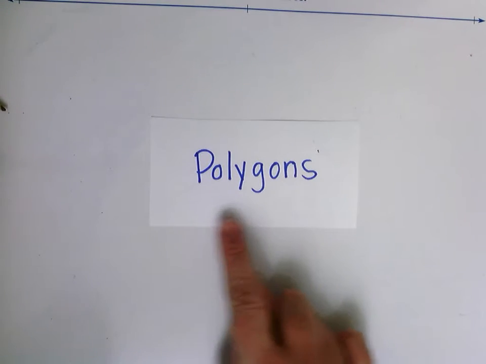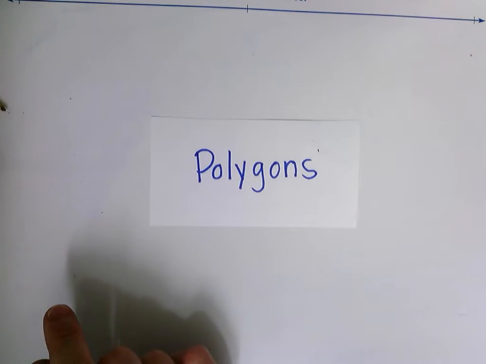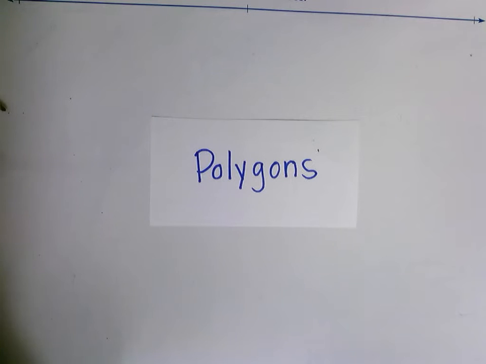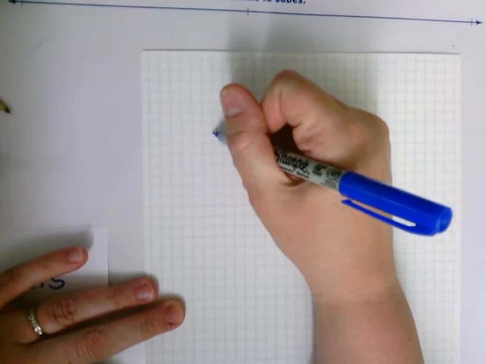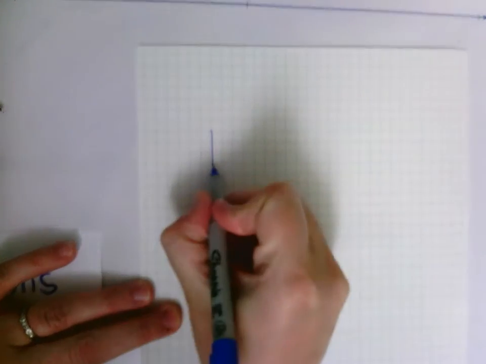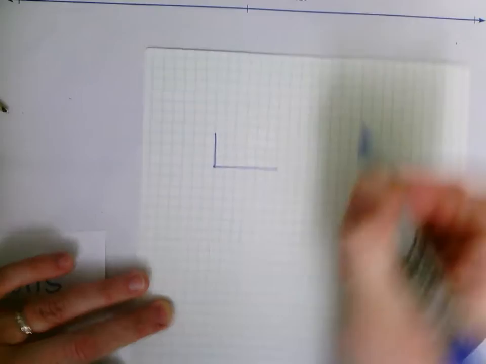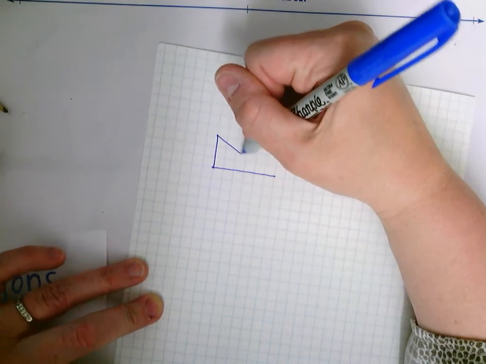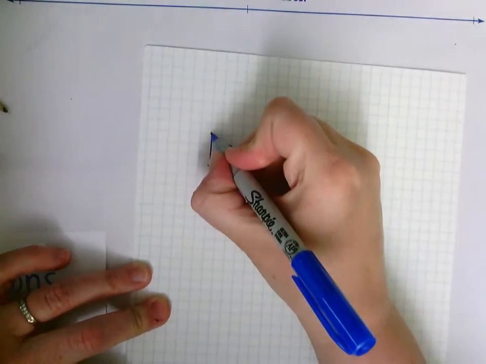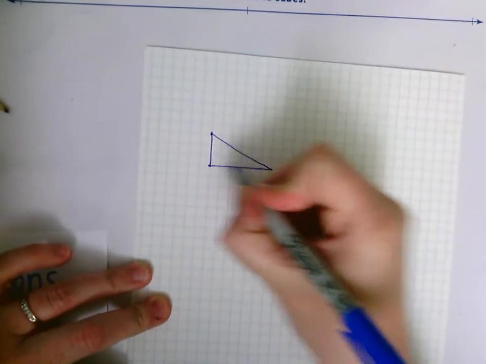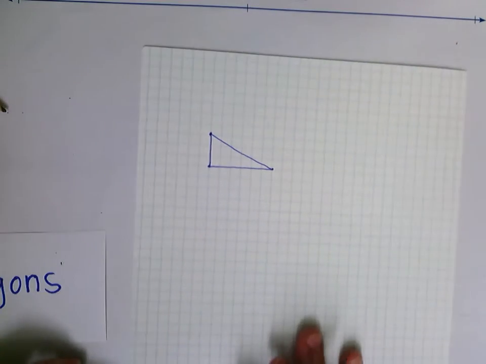Today's lesson is about polygons. Polygons are a type of shape that have straight lines and all the lines meet together at a vertex. So let me give you an example of a polygon. A polygon is any shape that has straight lines and all the lines connect and meet together at a vertex. A vertex is a spot where two line segments meet.